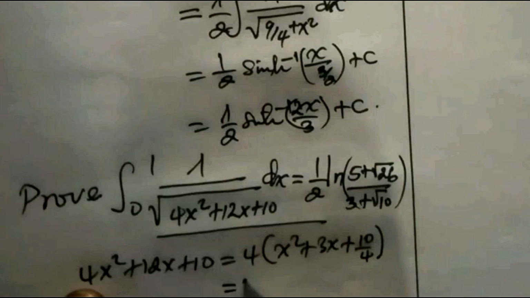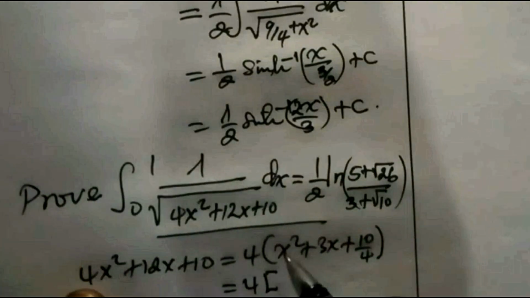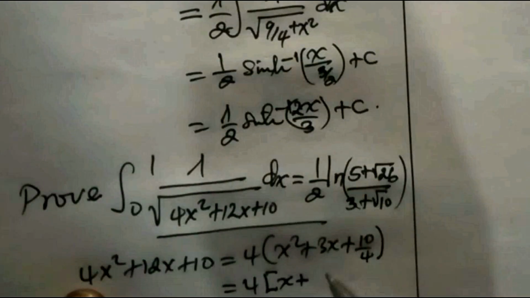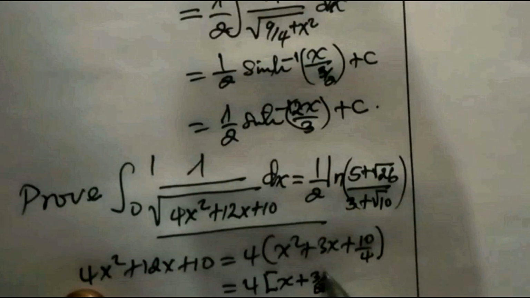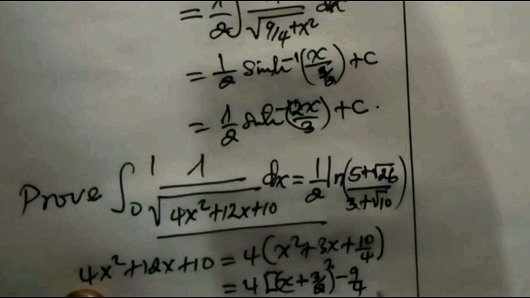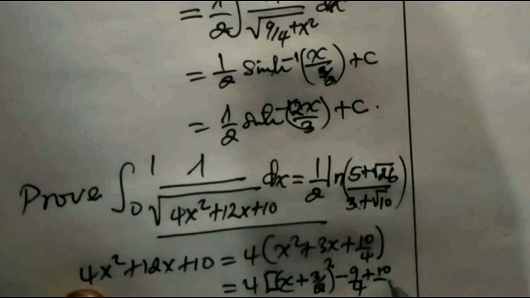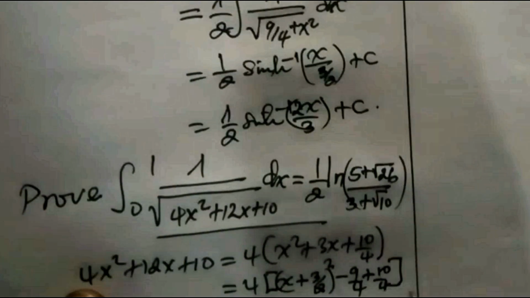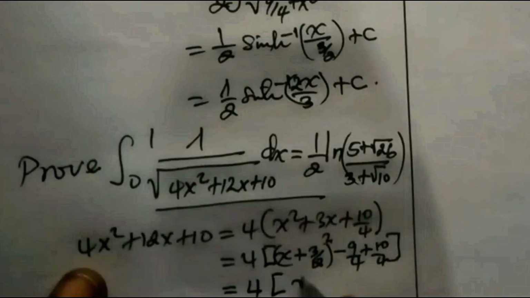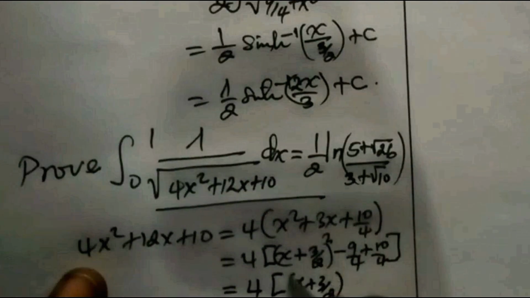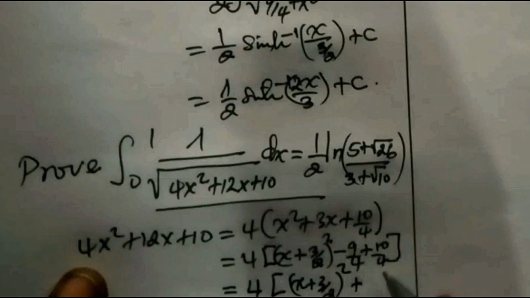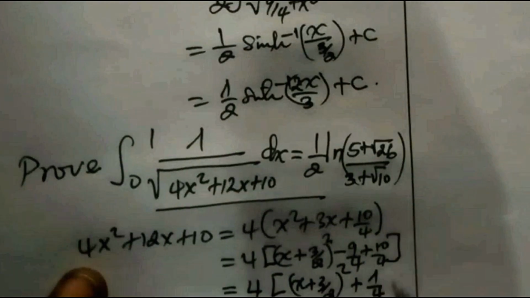And that gives 4 into, I now complete the square, x squared, I copy x, the sign that follows I copy. The coefficient of x I divide by 2, I get 3 over 2, all squared minus the square of this number, which is 9 over 4, and then plus 10 over 4. So in the end, I get 4 into x plus 3 over 2 all squared plus negative 9 over 4 plus 10 over 4 gives 1 all over 4.